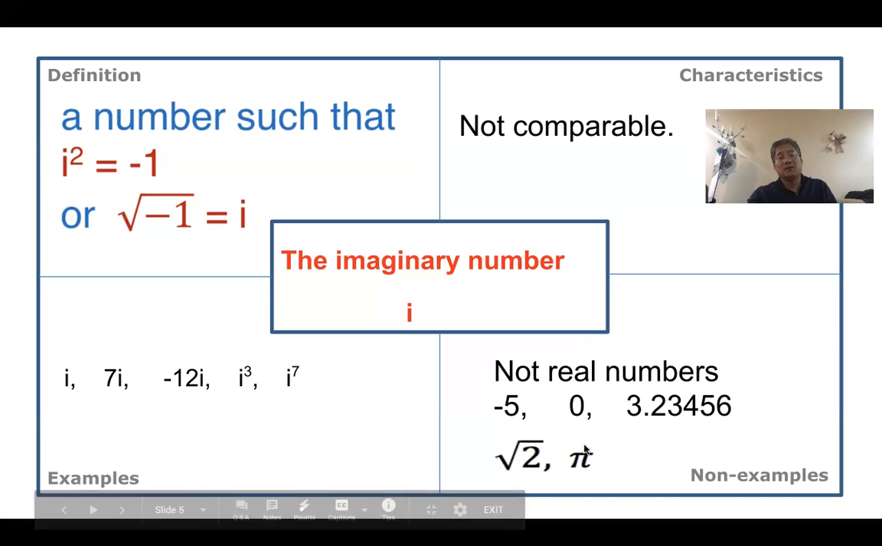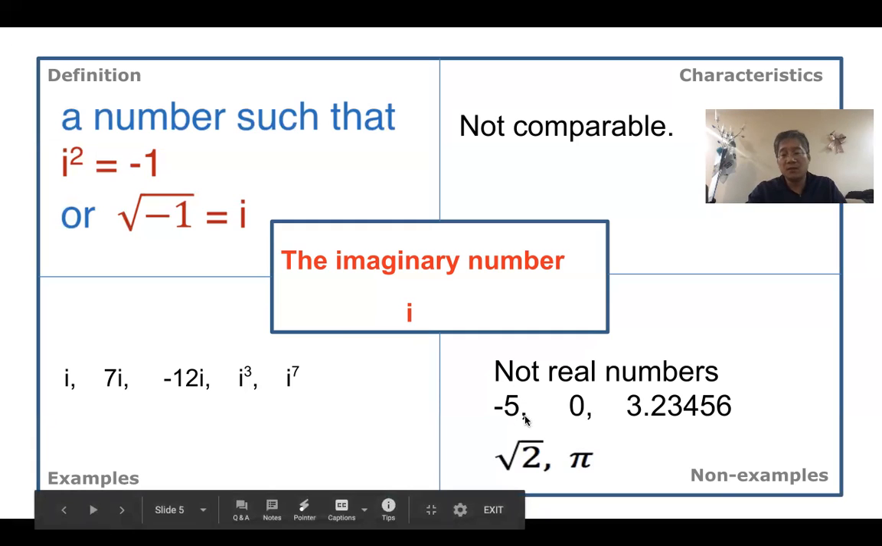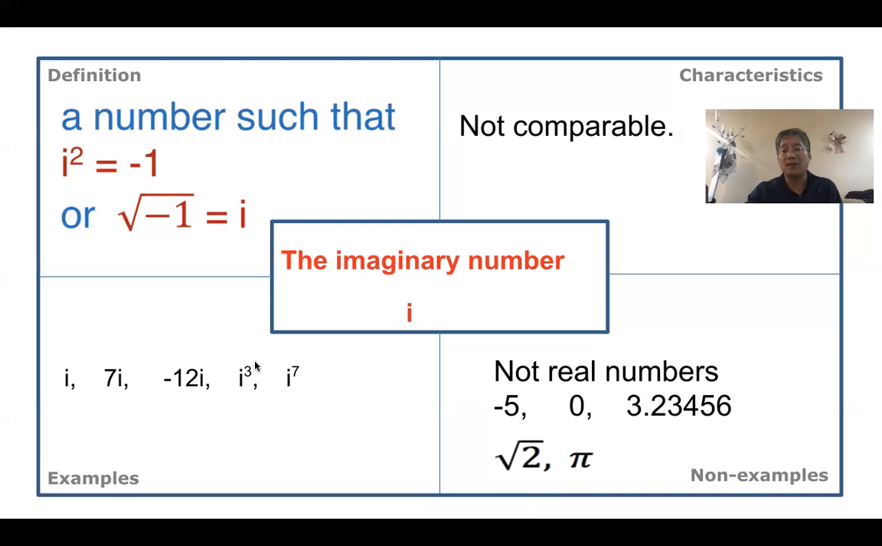All right? So look at this. These are the real numbers, right? And square root of 2 and pi, these are irrational numbers, right? Irrational numbers are also real numbers. We can compare them. So square root of 2 is like 1.414, something like this, right? And then pi is 3.14. Which one is bigger? Pi is bigger. So you can compare here. But imaginary numbers, you cannot compare.